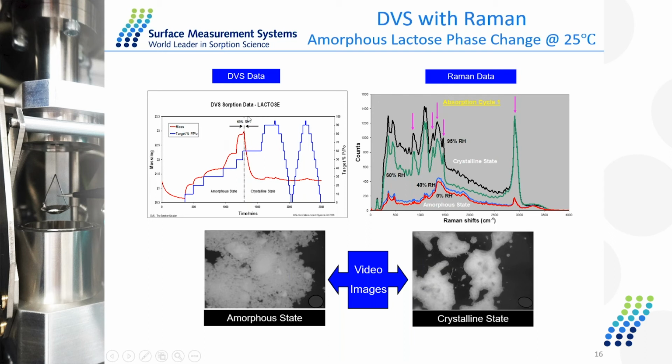From the mass plot here, you see at 60% RH there is a significant decrease in the mass change, which indicates an amorphous to crystalline phase change. And from the Raman data here, it shows clear structure changes at high relative humidity, especially above 60% RH, which also confirms the water sorption data in the mass plot.